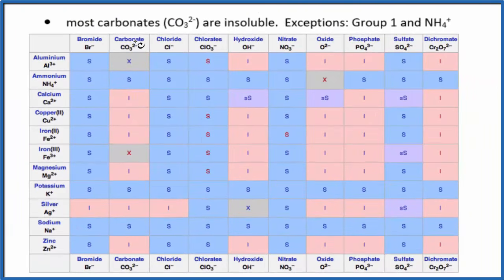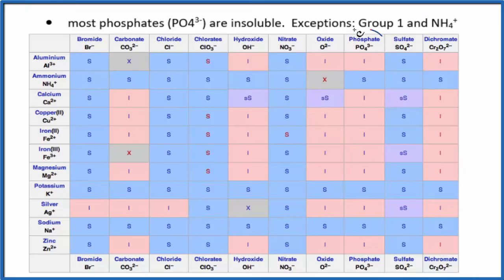Two more rules. When we have carbonates here, they're mostly insoluble with those same exceptions of group 1 elements and the ammonium ion. Most compounds with the phosphate ion are insoluble as well, like AlPO4. With the exception, the same ones we've seen before, group 1 like sodium, potassium ions, and then the ammonium ion.